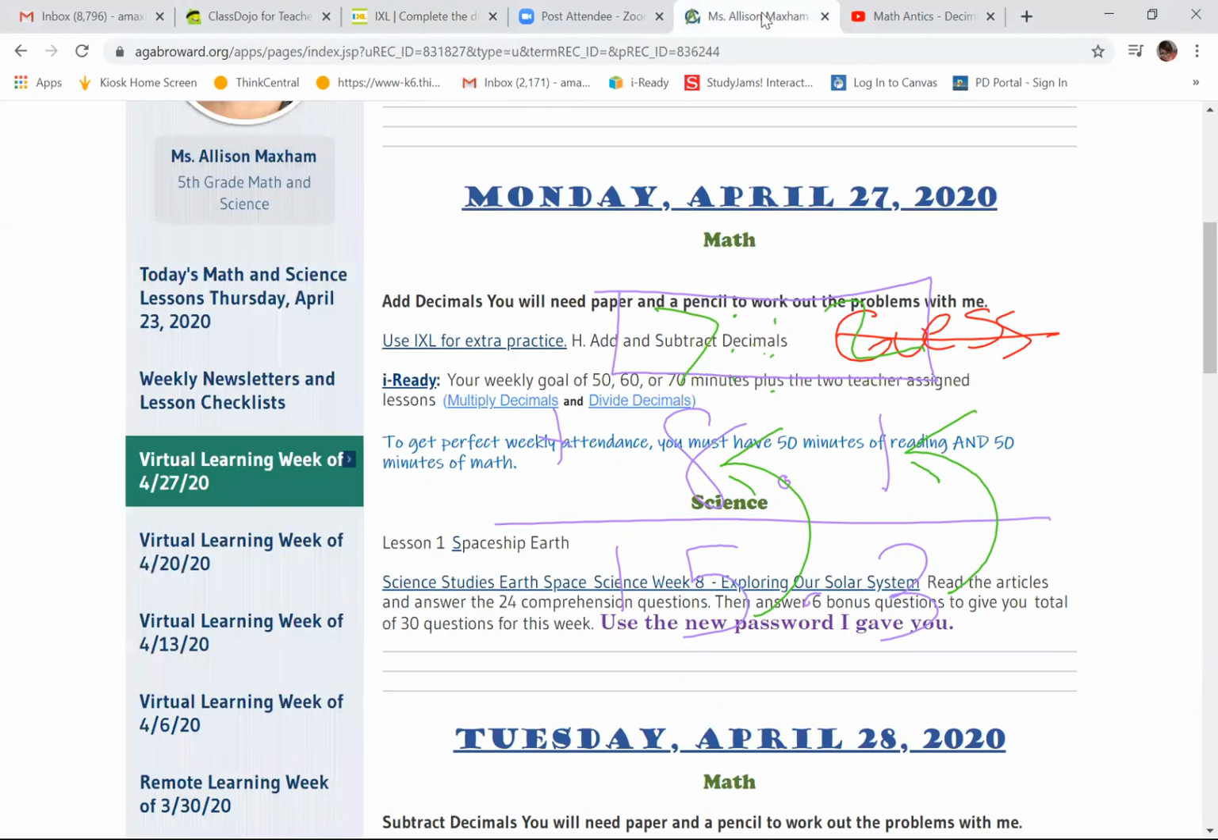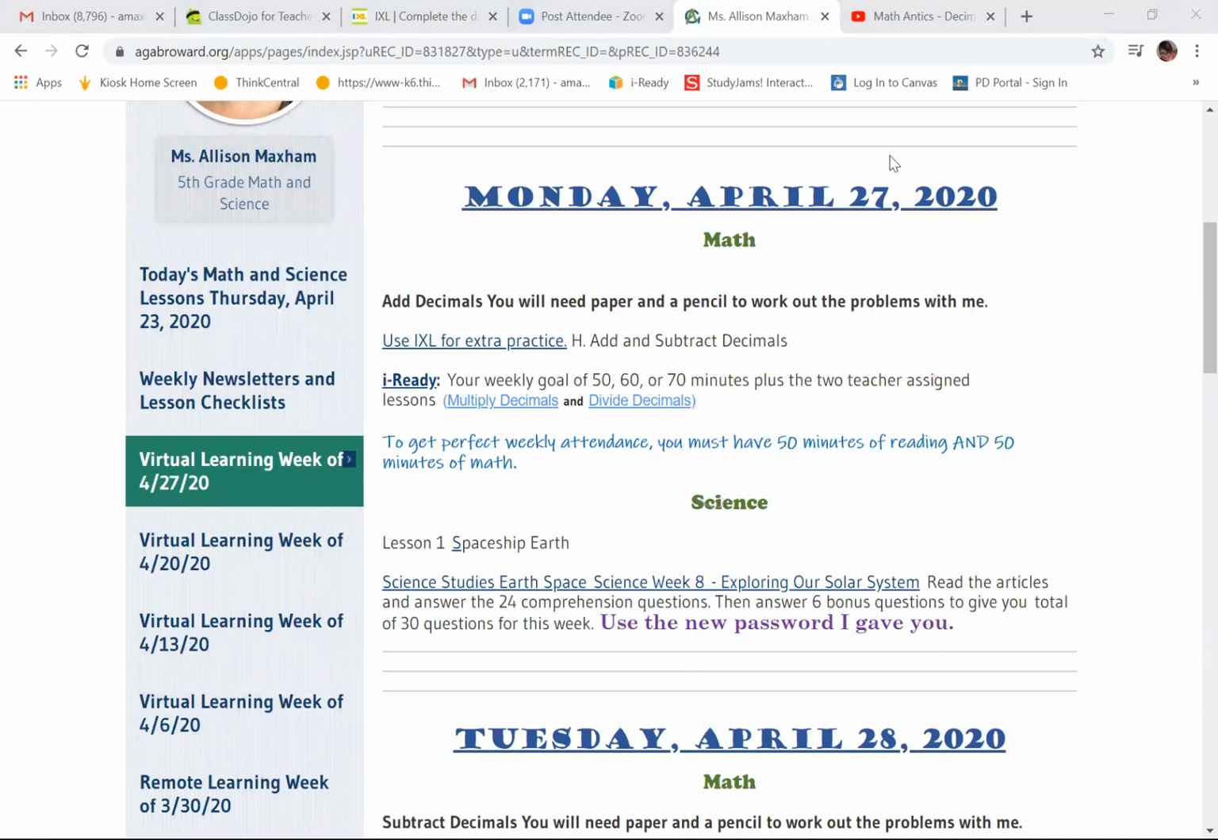Let's go back and clear this mess. Okay. Now that we just finished adding decimals, and we were working out the problems with IXL, you can go and use your IXL account for extra practice. Remember, your IXL has changed, and don't forget your iReady. Multiply decimals has got to be done this week for a grade. Divide decimals has got to be done this week for a grade. Now, I will tell you the best thing to do is probably get it done by Friday.